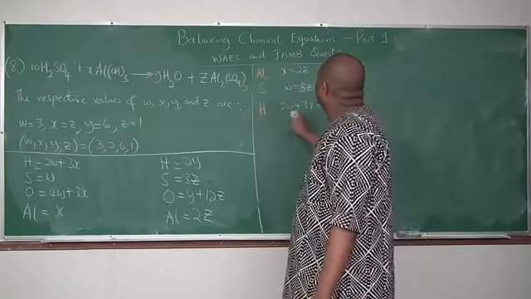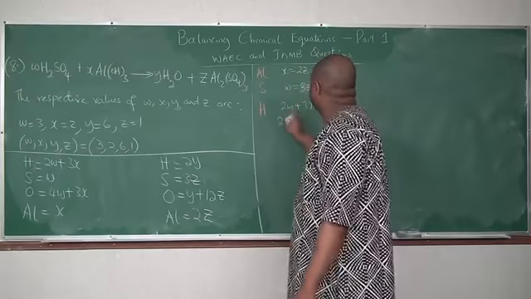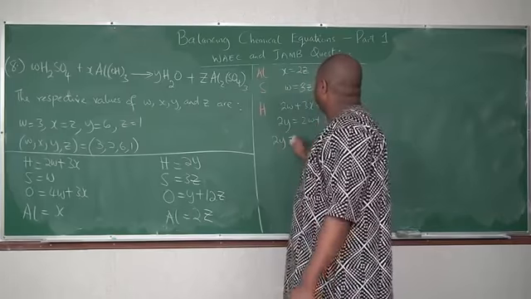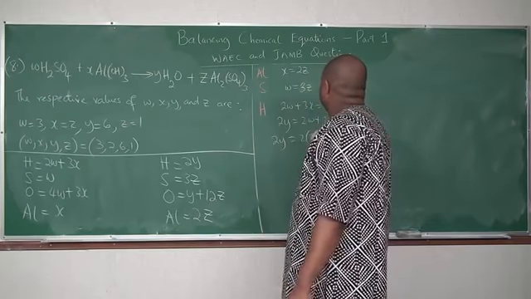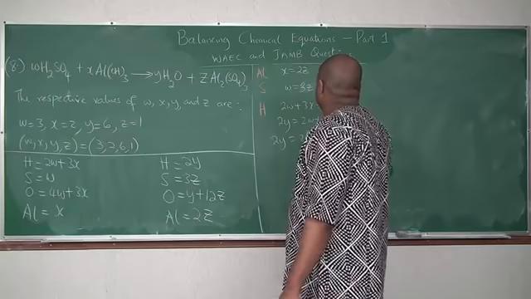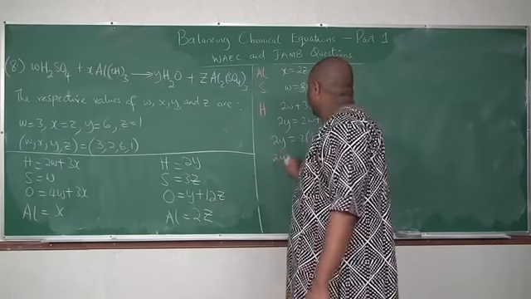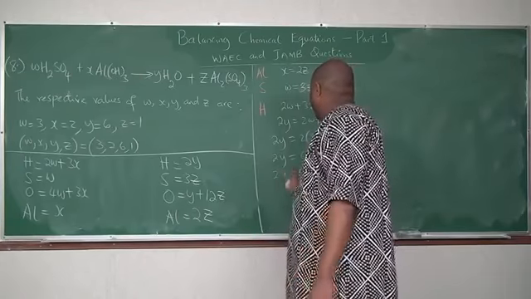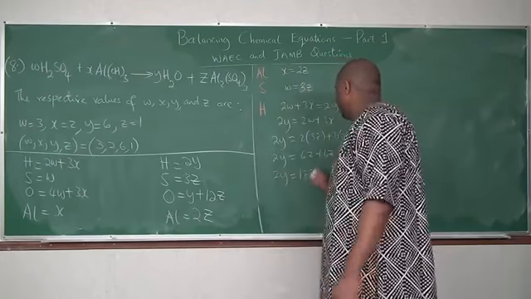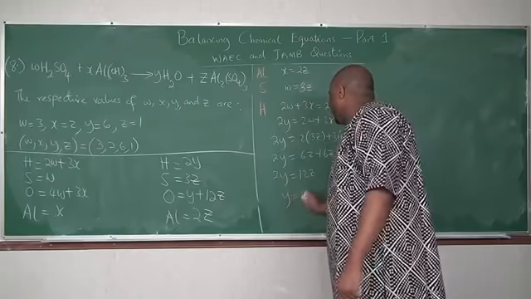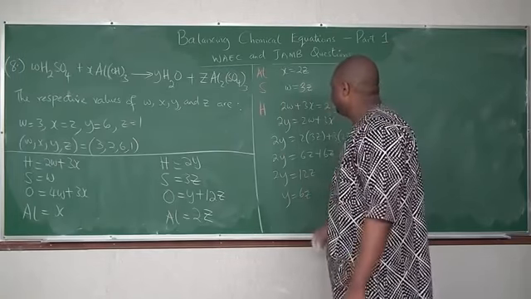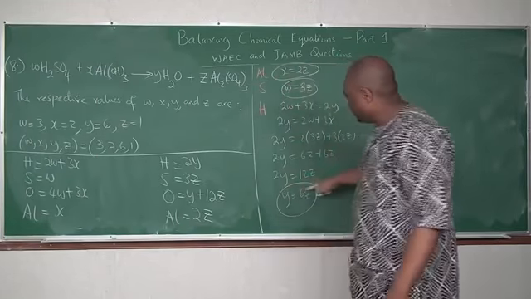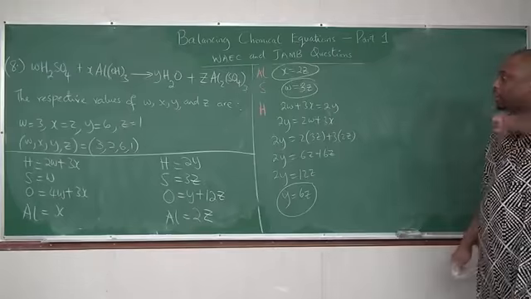So, we can substitute this. 2 times 2Y is 2W plus 3X. So 2Y is 2 times 3Z plus 3 times 2Z. 2Y is 6Z plus 6Z. Okay, 2Y is 12Z. So Y is 6Z if you divide by 2. If you divide both sides by 2, Y is 6Z.